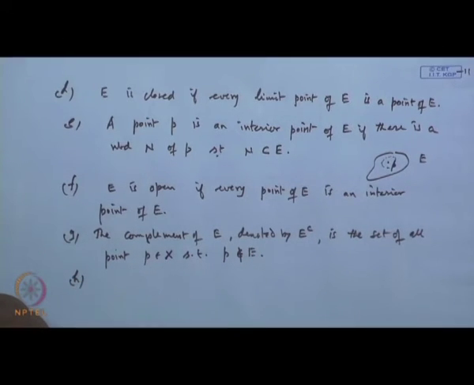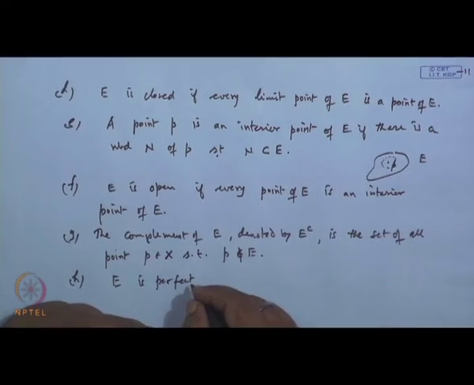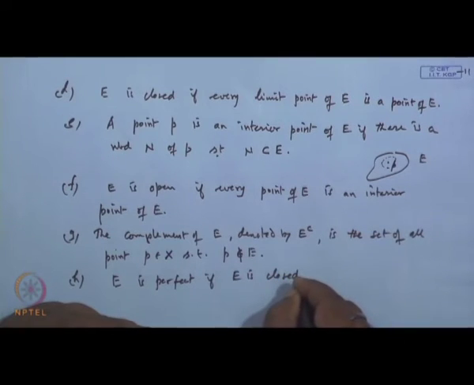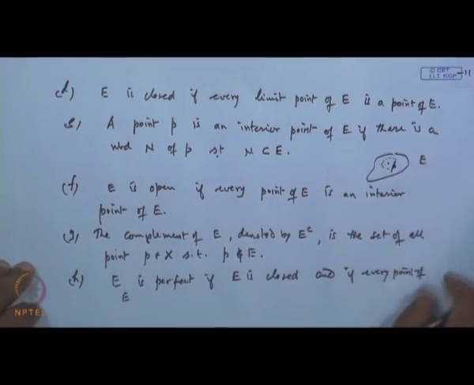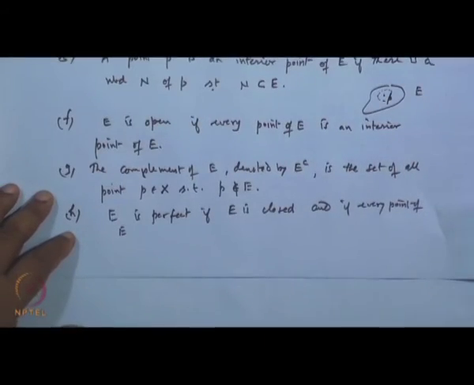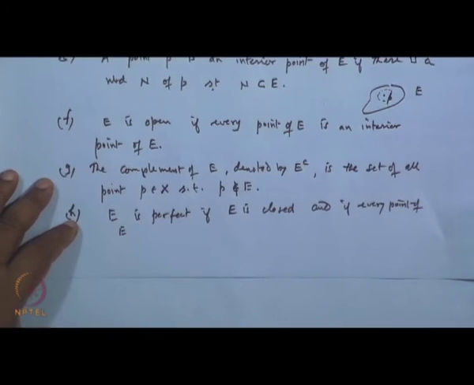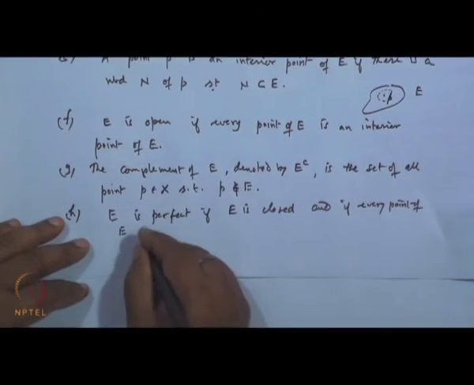H. A set E is said to be perfect in a metric space X, D if E is closed, and if every point of E is a limit point of E.